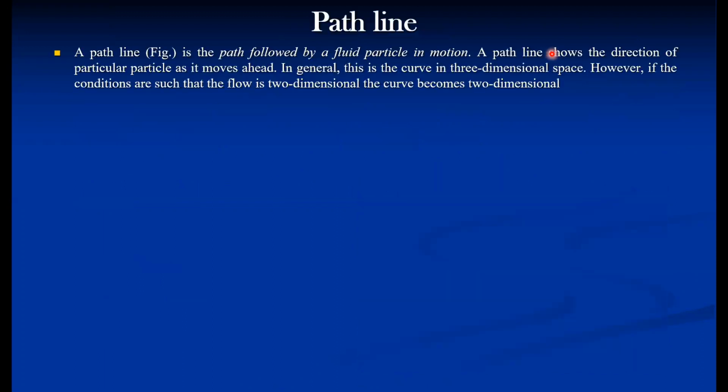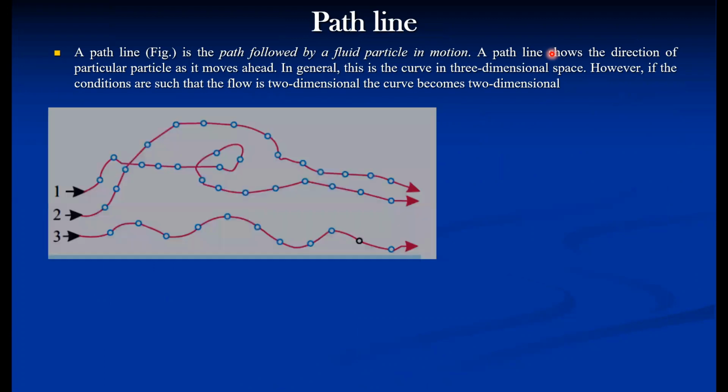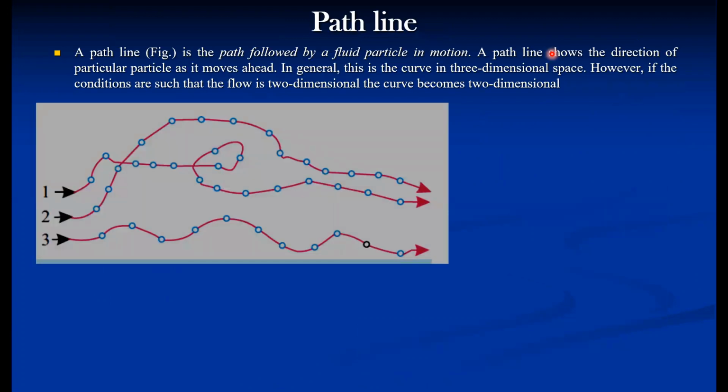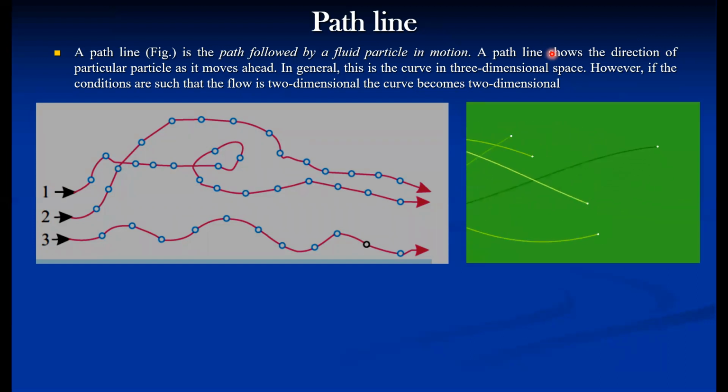As far as the path line is concerned, it is the path followed by a fluid particle when it is in motion. A path line shows the direction of a particular fluid particle as it moves ahead. In general, this is a curve in three-dimensional space. However, if the flow is two-dimensional, the curve becomes two-dimensional. Path lines are generally used in the Lagrangian approach, where the particle is to be studied or found.